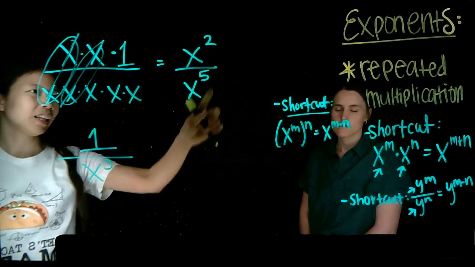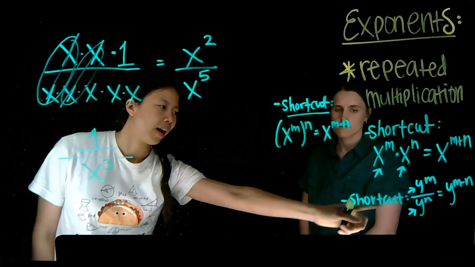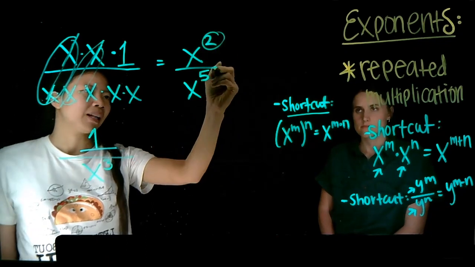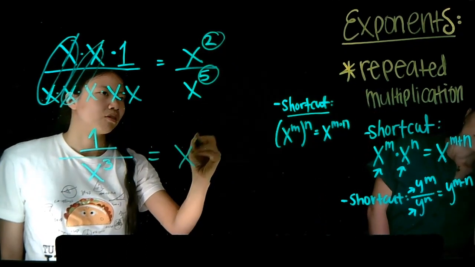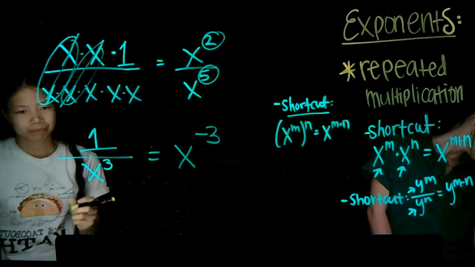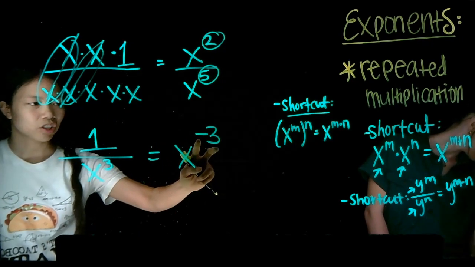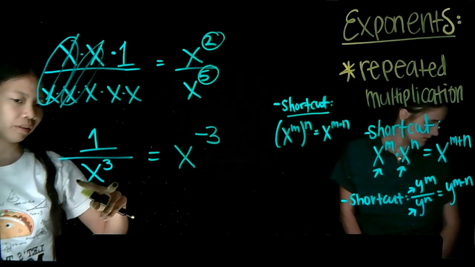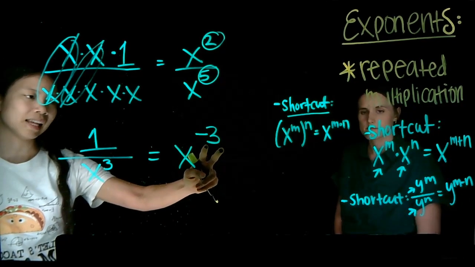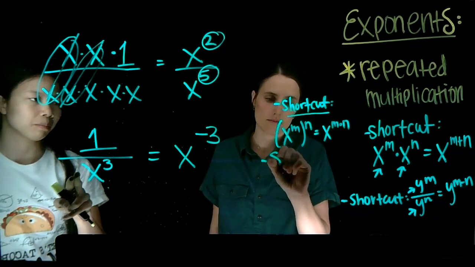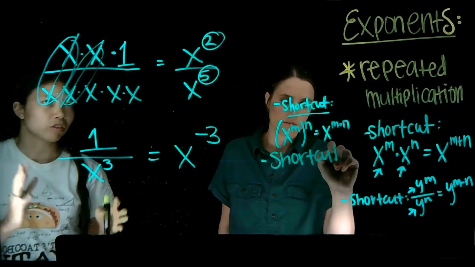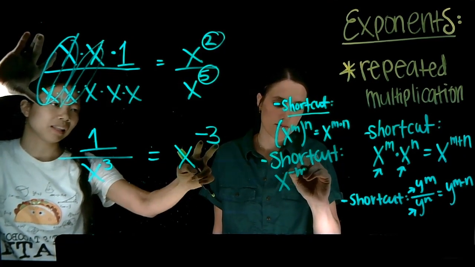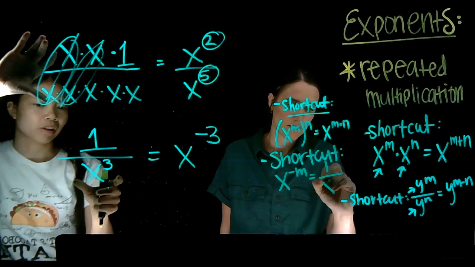Okay, if I'm looking over here, remember our shortcut is that if I have the same base, I can subtract my exponents. So if I subtract 2 minus 5, that is the same as x to the negative 3rd power. So whenever I have a negative exponent, it actually is the same as having the positive version of that exponent just on the bottom of the fraction. X to the negative 3rd is the same as 1 over x to the positive 3rd. A lot of people kind of get confused with this, but if you write it out, it's easier to see that a negative exponent means that there's that many x's just on the bottom of a fraction.